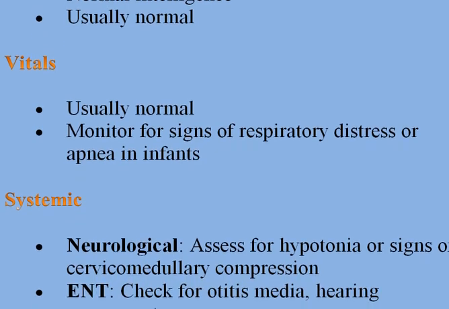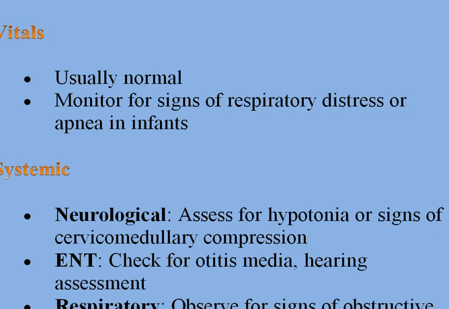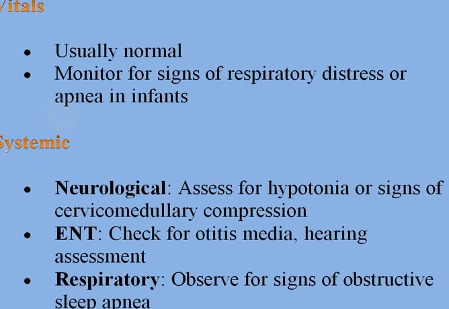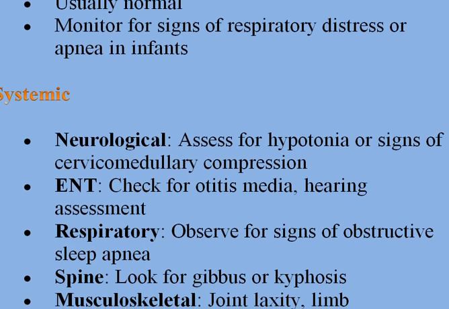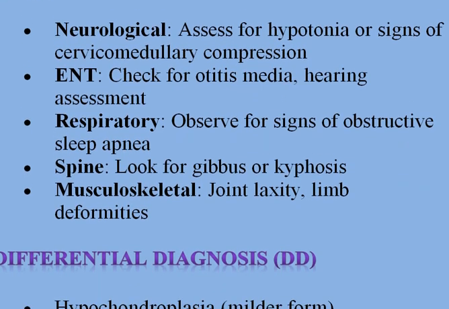Systemic examination in neurological system, you should assess for hypotonia or signs of cervicomedullary compression. Check for otitis media, hearing assessment, and respiratory system, observe for signs of obstructive sleep apnea. Spine, look for gibbous or kyphosis. In musculoskeletal system, joint laxity or limb deformities.